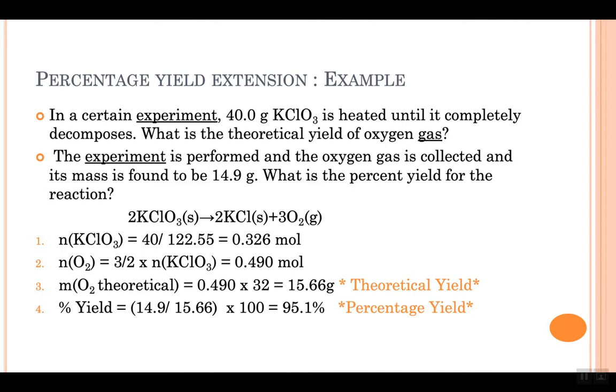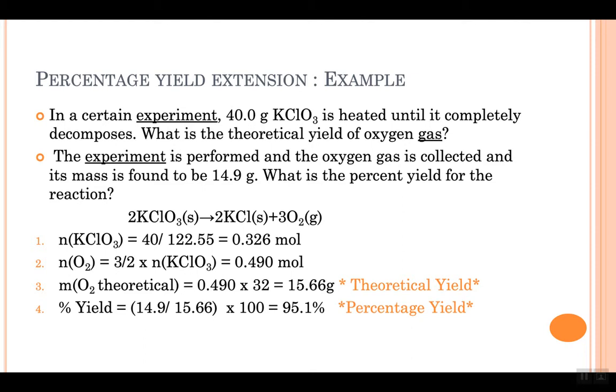Okay? Essentially what we're doing is dividing by 2 to see how much you get for 1 mole, and then multiplying by 3. That tells us we get 0.490 moles of oxygen in theory. And then to find that mass, we'd multiply that by the molar mass of the oxygen. Multiply by 32, so that tells us our theoretical yield, what we could get if it was all converted, is 15.66 grams.